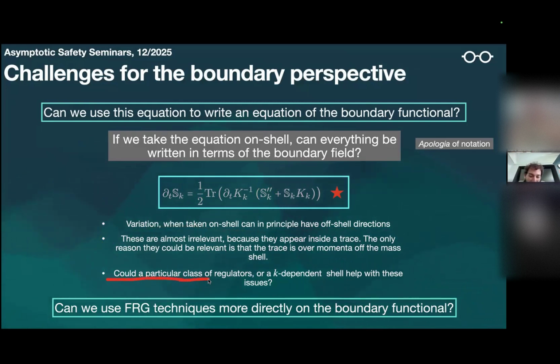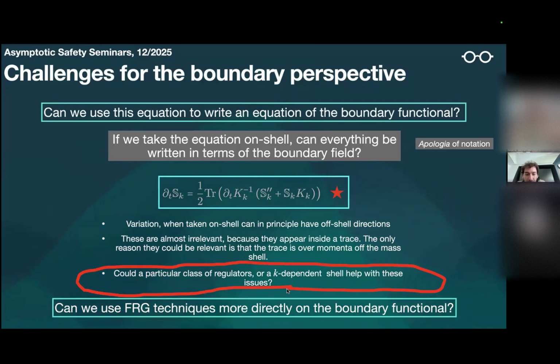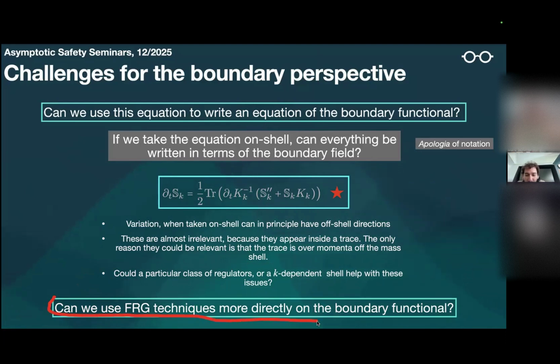And we are exploring how to pass this barrier by perhaps considering a particular class of regulators that somehow solve this issue with the mass shell. Or another direction that we have discussed is whether we should change the notion of on-shellness so that it's dependent on the scale k. But so far this is a very open direction. So the open question that we still have, and that would be very nice to discuss, is whether we can use FRG techniques more directly on the boundary functional.